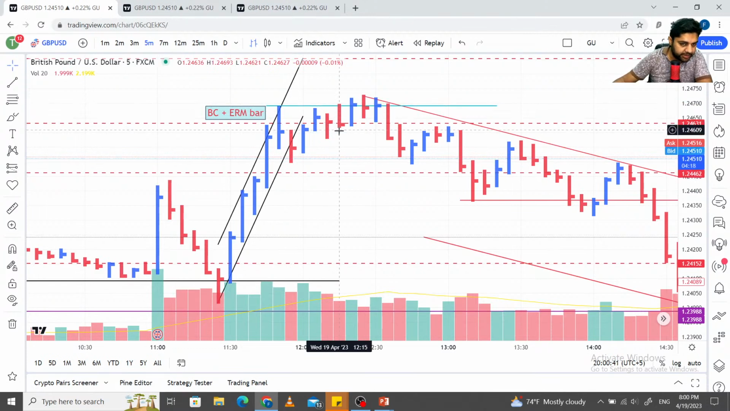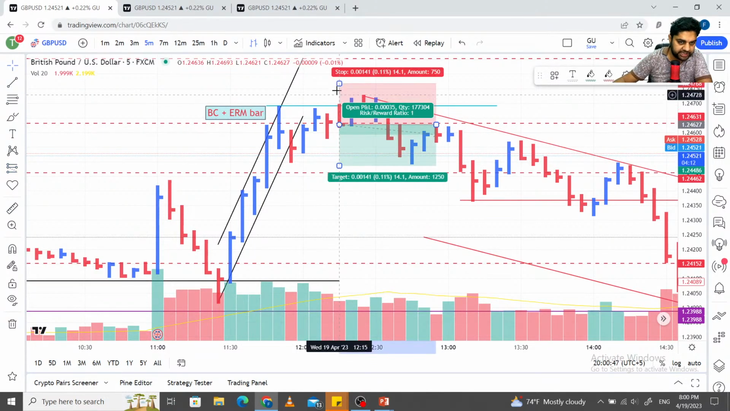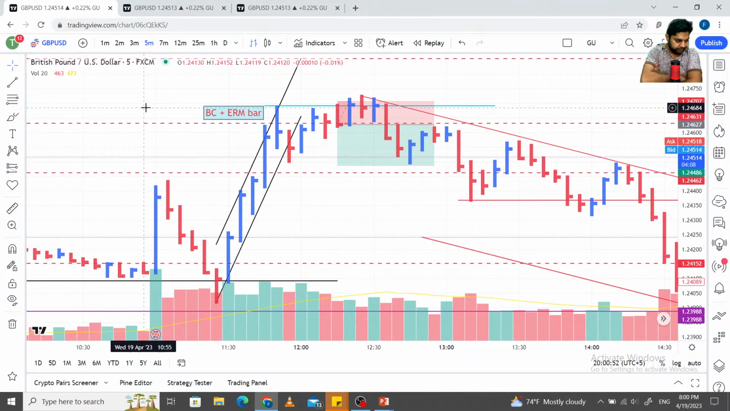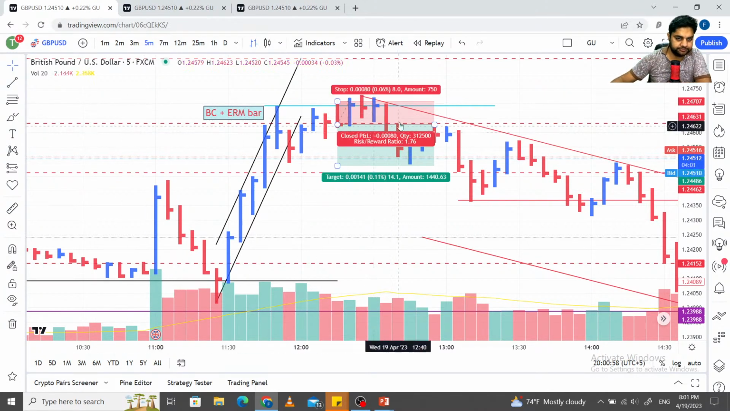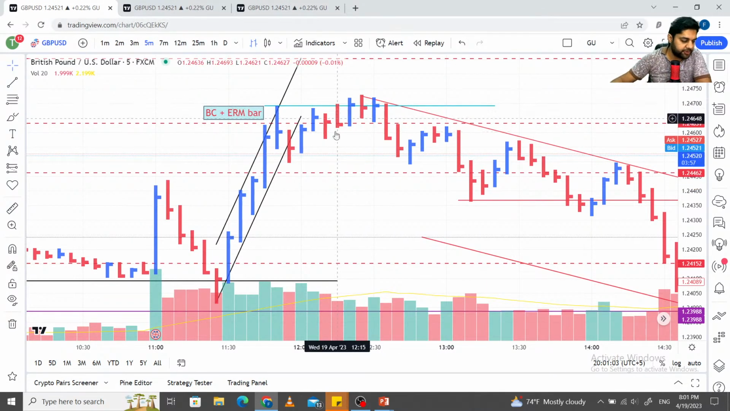So when you see a bar like this, I think you can also sell here, but you might be stopped out. So if you sell over here, maybe, just maybe, you will be stopped out.